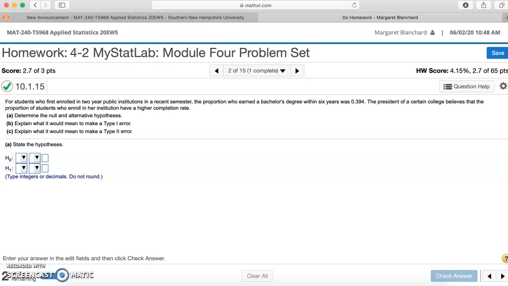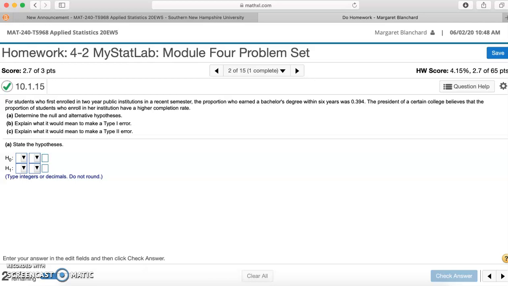Module 4, problem number 2. For students who enrolled in two-year public institutions in a recent semester, the proportion who earned a bachelor's degree within 6 years was 0.394. The president of a certain college believes that the proportion of students who enroll in her institution have a higher completion rate. This problem is just looking at understanding how to set up the hypotheses and the different types of errors. So we're just going to go through them.